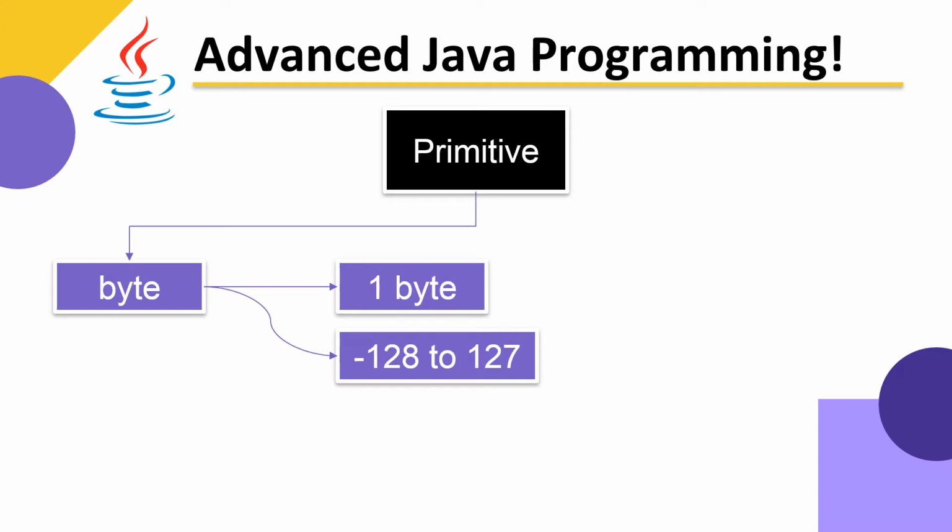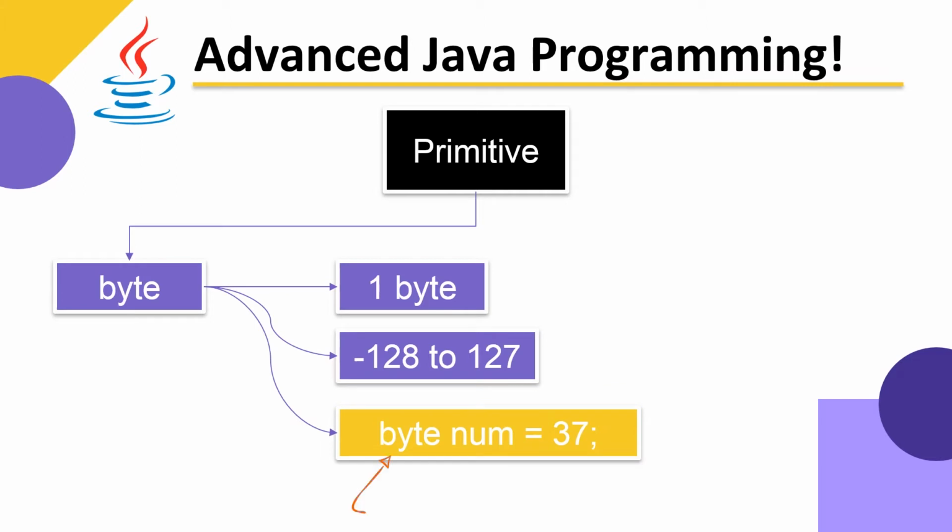As I said before, to declare a variable, we start with the type of the variable, which is byte here. Then we give the name of our variable, which is number, then equal sign, then the value of the variable, and we will terminate this line with semicolon.